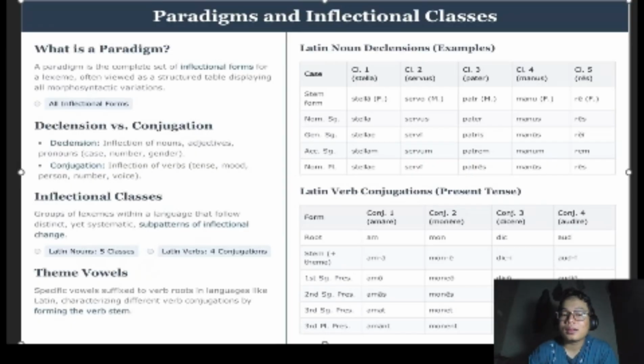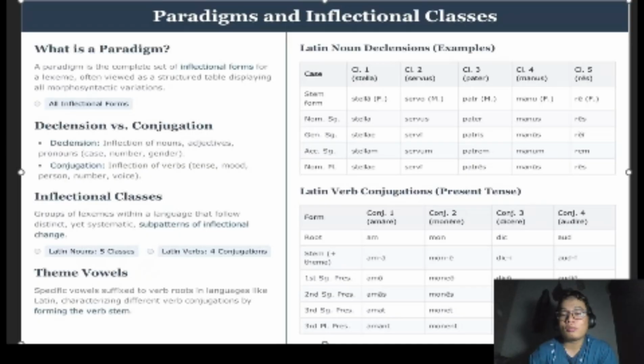Take Latin as the classic example. It has five noun classes, each with different endings for case and number. Some classes are predictable by gender or stem type. For example, first declension nouns are mostly feminine, with stems ending in "a". It's a letter A with a stripe on top of it.